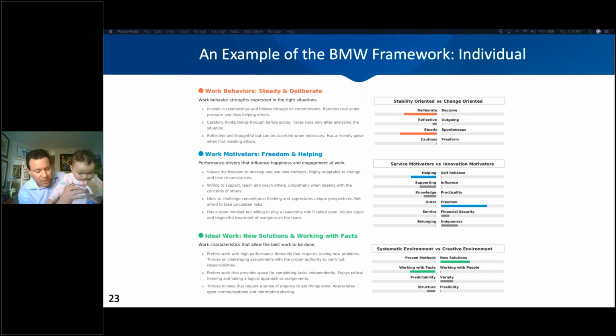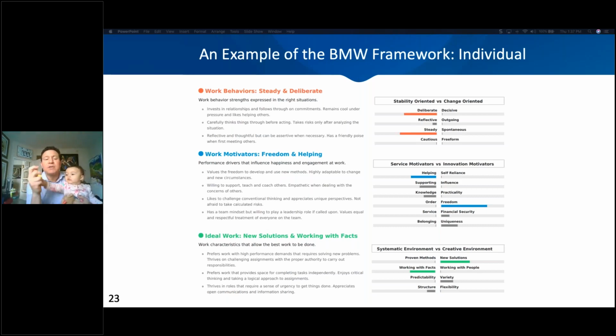The third component of BMW is this concept of work environment, a creative or systematic environment. As you can see by that little table, my specific data shows that I believe more in new solutions than proven methods, and I like working with facts over just working with people. And so this is an example of measuring, for one person, a very comprehensive understanding.